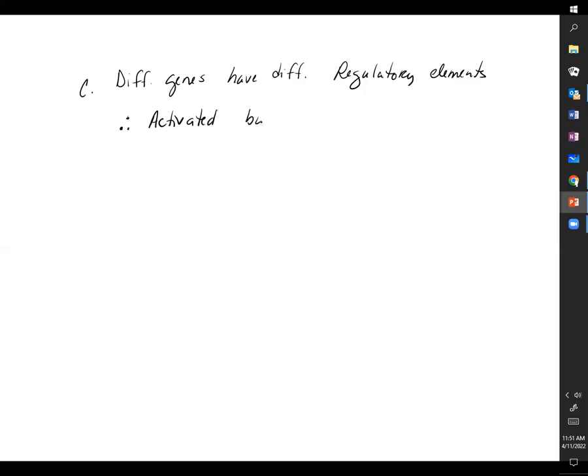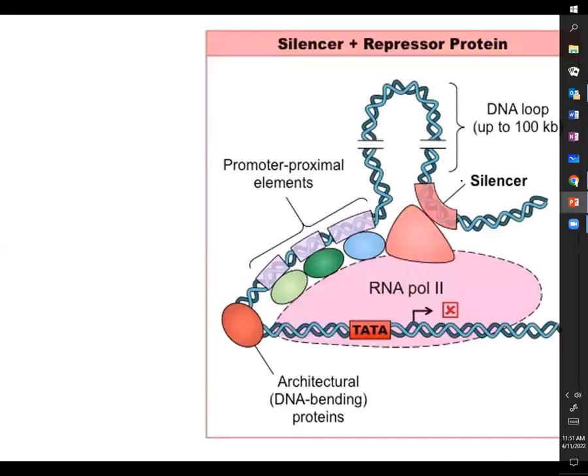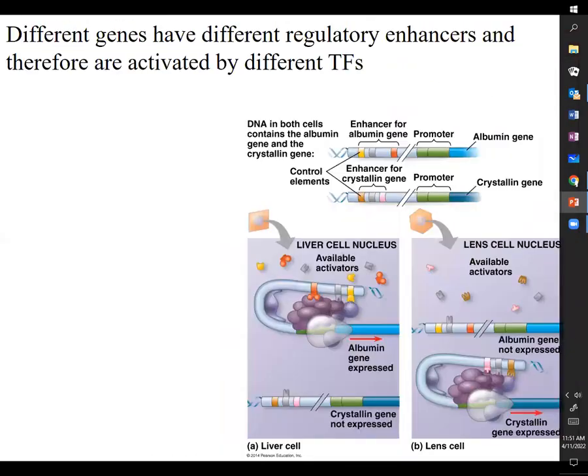They're activated by different transcription factors. And here I'm using transcription factors to talk about those specialized activating transcription factors. So again, here's another depiction showing our core promoter. These are cofactors, proximal elements binding cofactors. And then here's our activating transcription factors. Here's showing the silencer blocking the activator from binding. Here are those different ones again.